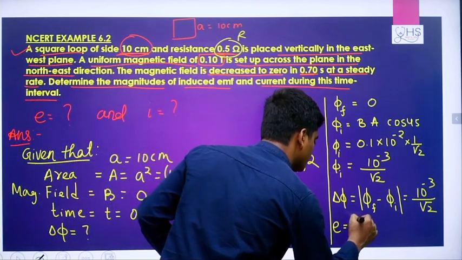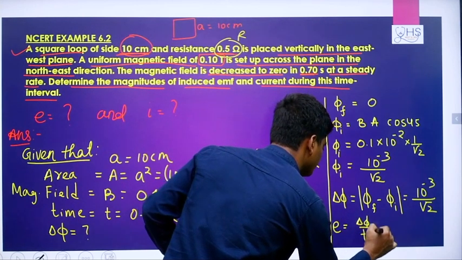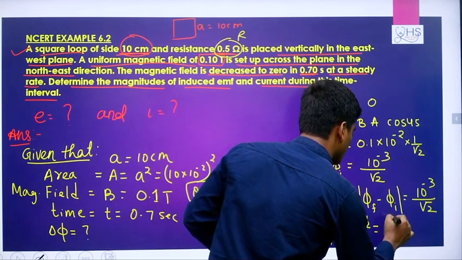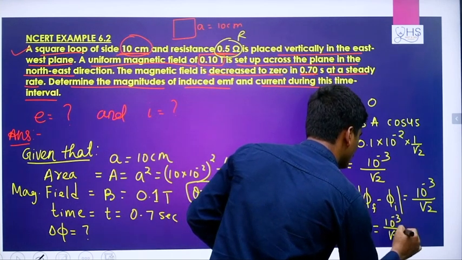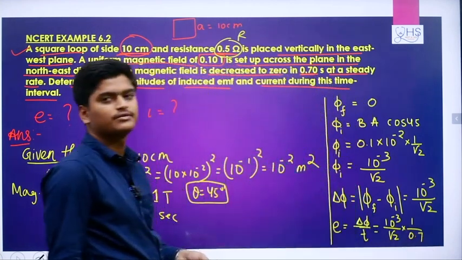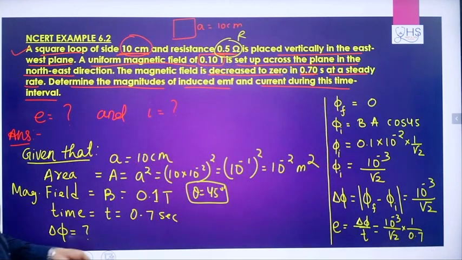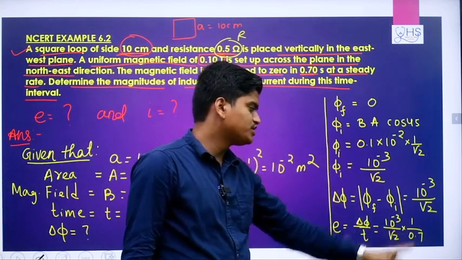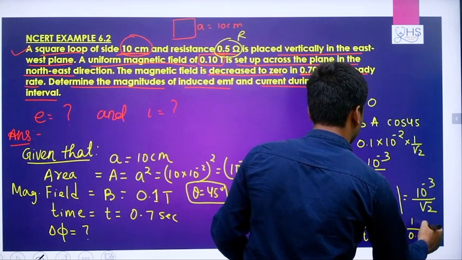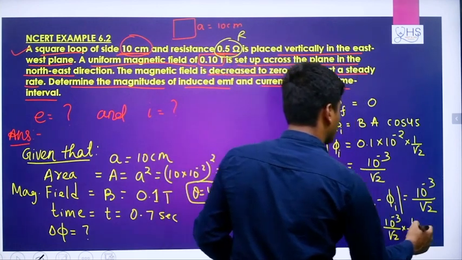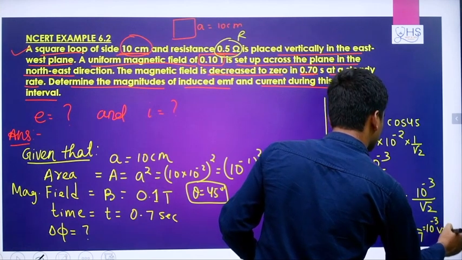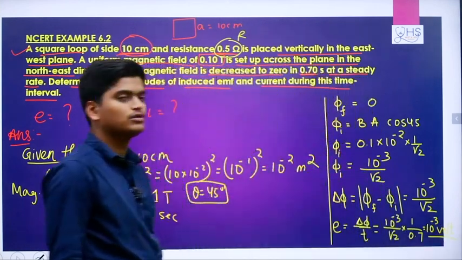So what is induced EMF? Change in flux divided by change in time. So change in flux is 10 to the power minus 3 by root 2, and time is given as 0.7. Now understand, 1 by root 2 is 0.7. So here cancellation will happen and we'll get the answer as 10 to the power minus 3 volt.